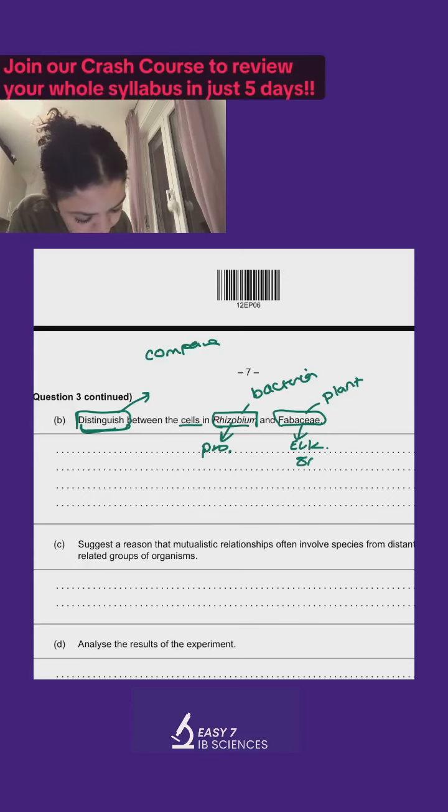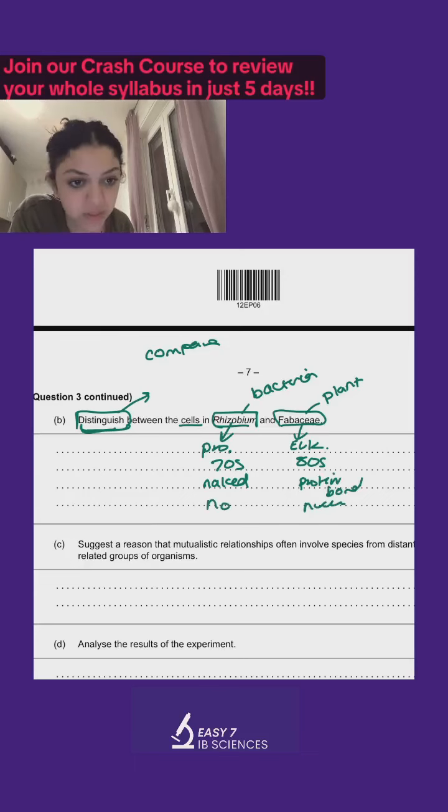This one has 70S ribosomes. This has 80S. This one has naked DNA. This one has protein-bound DNA. This one has a nucleus. This one has no nucleus. But you guys have answered this very well. Mitochondria, nucleus, so membrane-bound organelles.